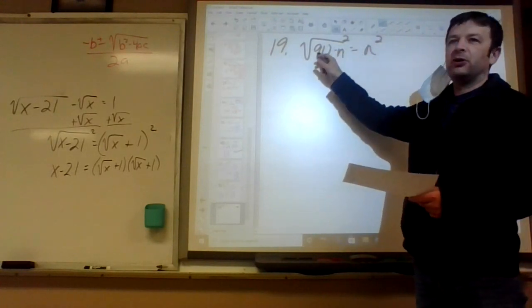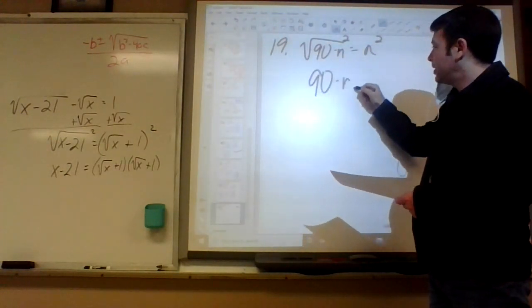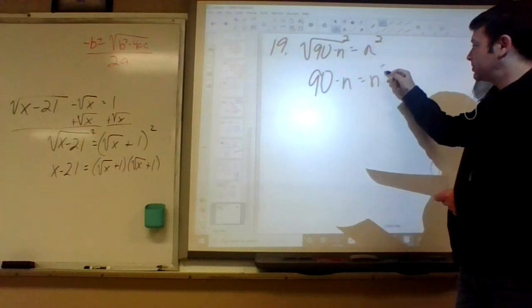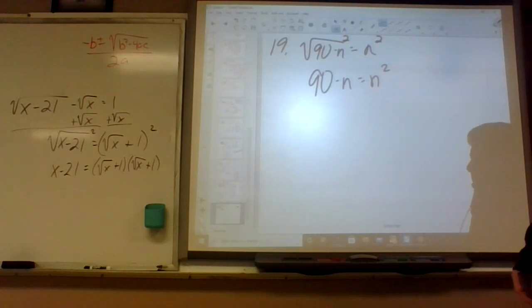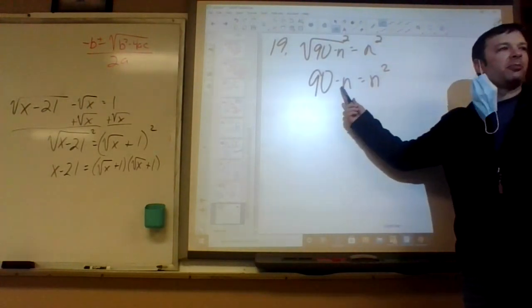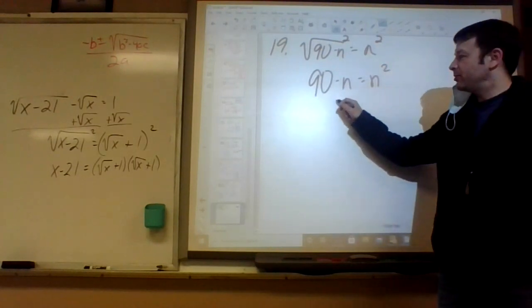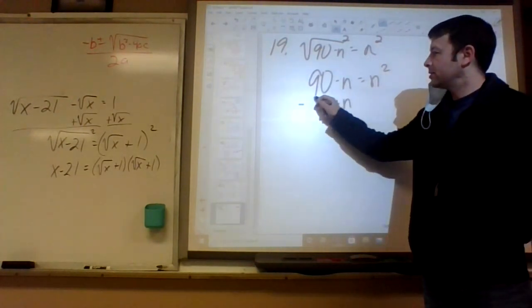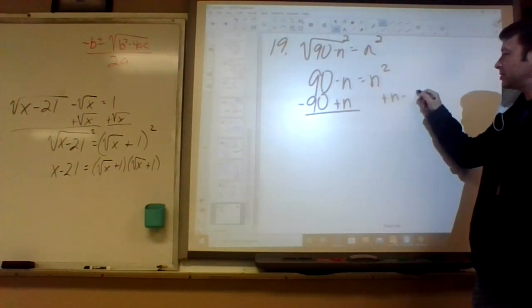So over here, the square root cancels out. And over here, n squared. So then minus 90 plus 10. Right. Remember when we're solving a quadratic, that means that there's a square. You move everything to one side. We did a lot of these yesterday.